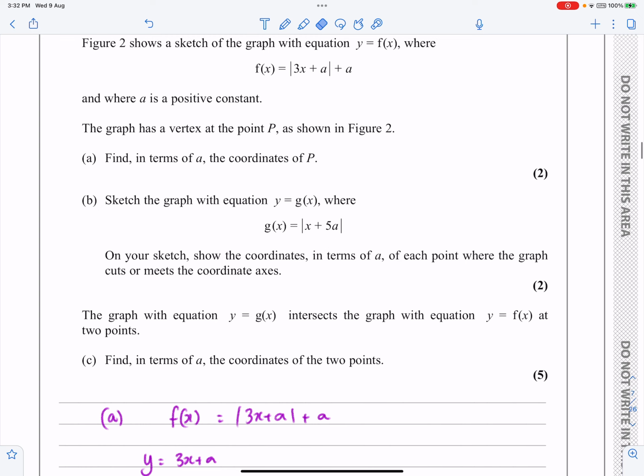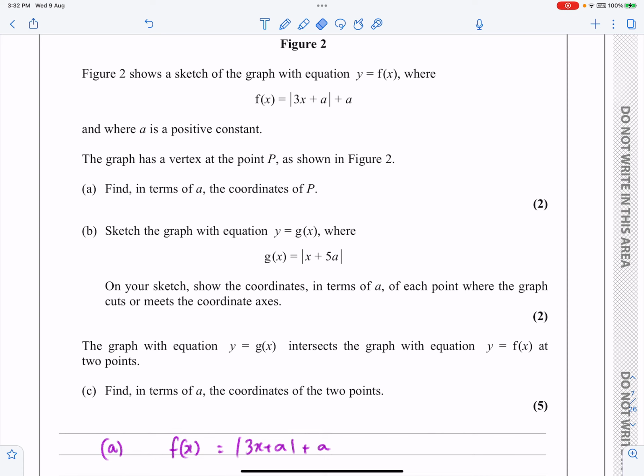What does the second part say? The second part says, right, for part B, can we sketch g(x) is equal to modulus x plus 5a? Well, I'm basically going to do that exactly the same way as I did the last one.